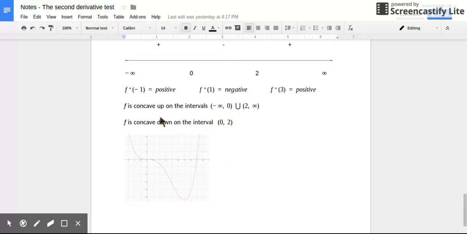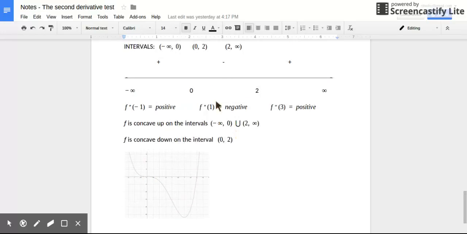So we said that our graph was concave up on the interval from negative infinity to 0. We could see that in our graph, concave up. At 0, it changed to concave down, so we can verify that at x equals 0, we changed concavity. We do, in fact, have an inflection point at 0. We changed concavity. And then we were concave down from 0 to 2. So about right here is where we're concave down.